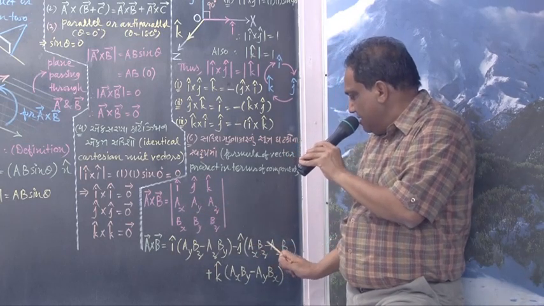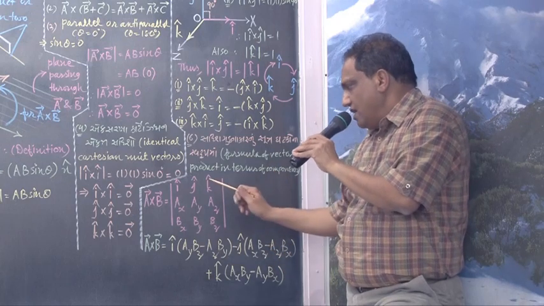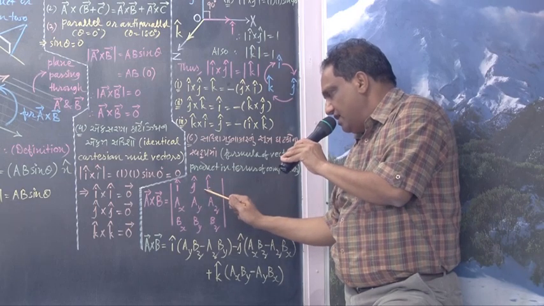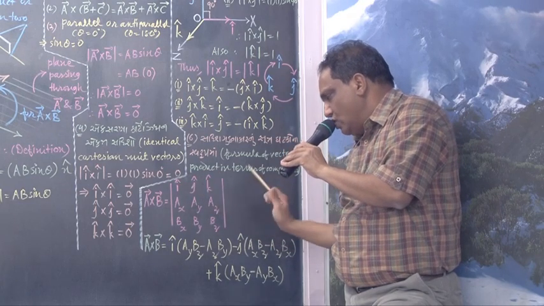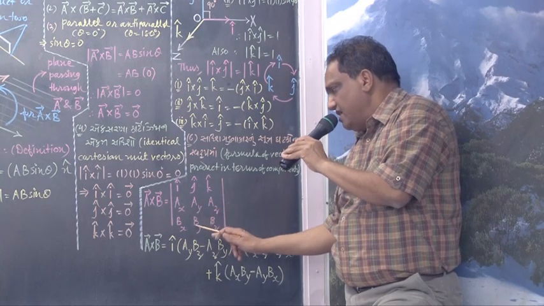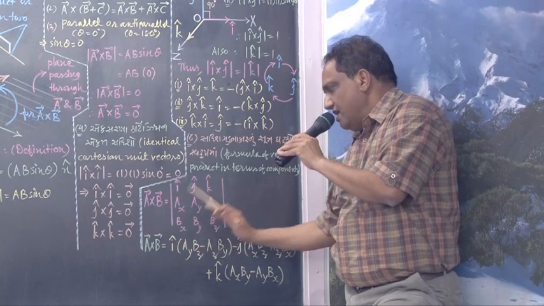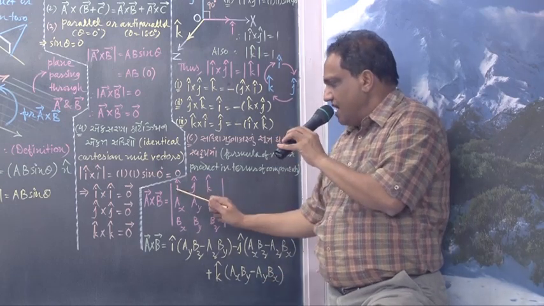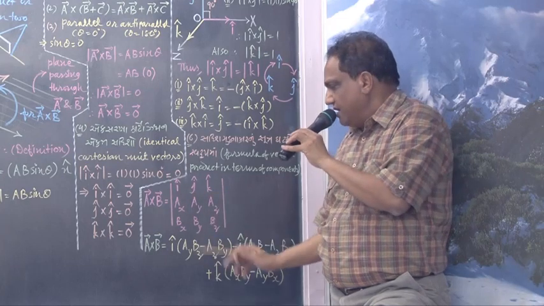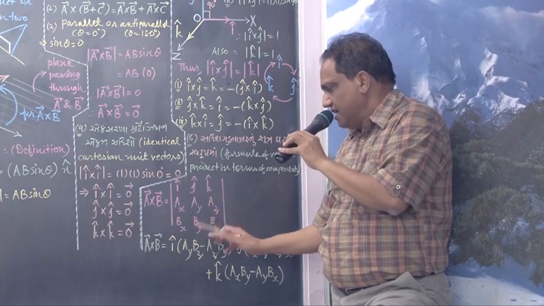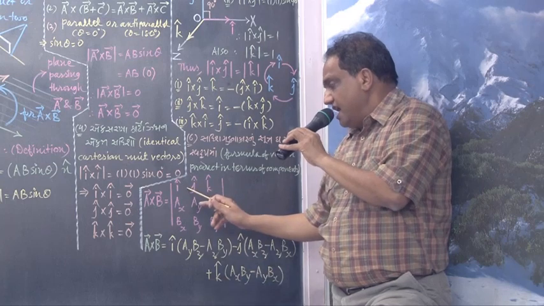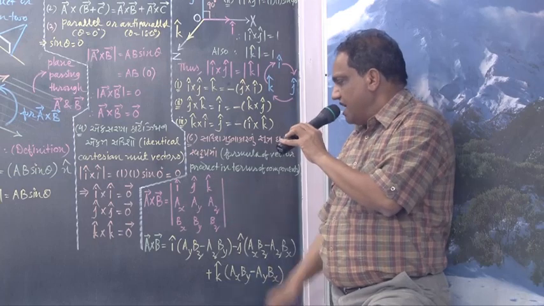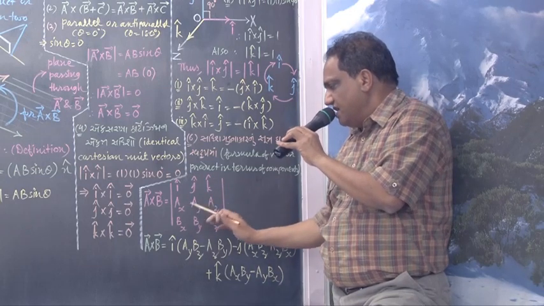Again here plus, here minus, here plus. With plus K hat, discard this column and this row, and write the remaining: AX BY minus AY BX. Come on, repeat it once more. With I hat, in the bracket, what do you write? AY BZ minus AZ BY, minus J hat into AX BZ minus AZ BX, plus K hat into AX BY minus AY BX.